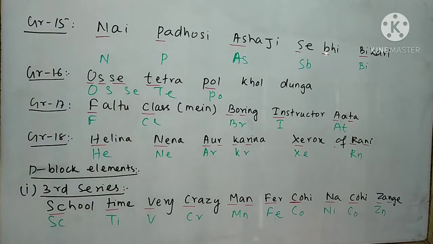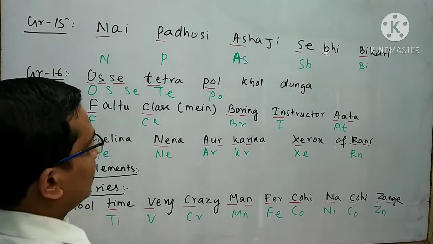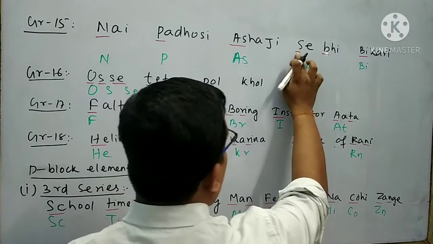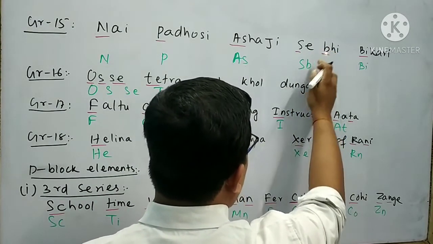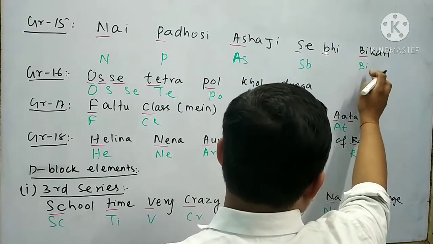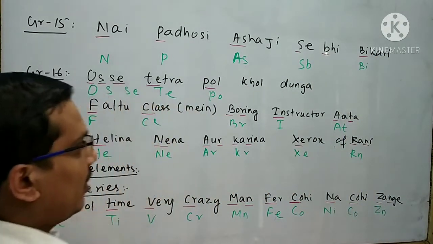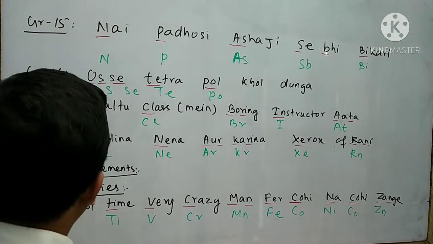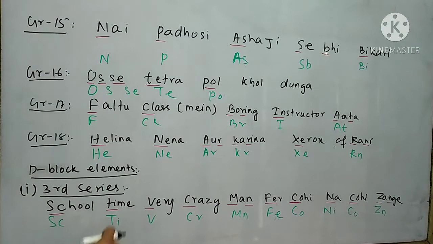N represents nitrogen, P represents phosphorus, As represents arsenic, Sb represents stibium, Bi represents bismuth. For remembering the group 16 elements, we generally use a short trick.